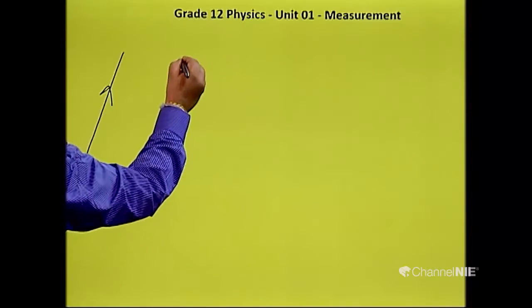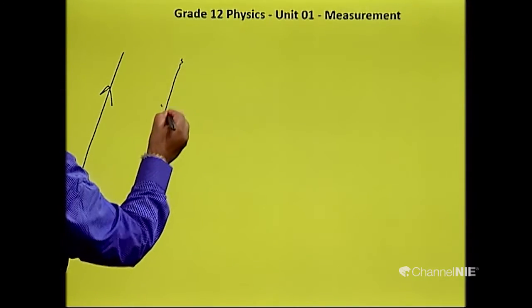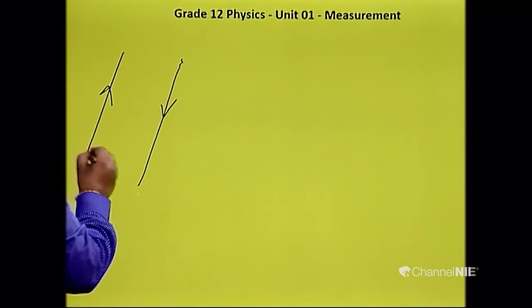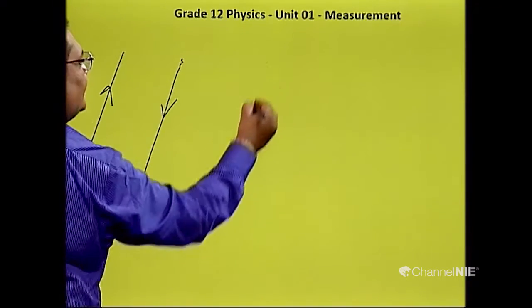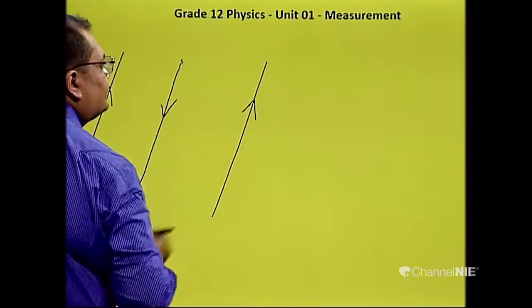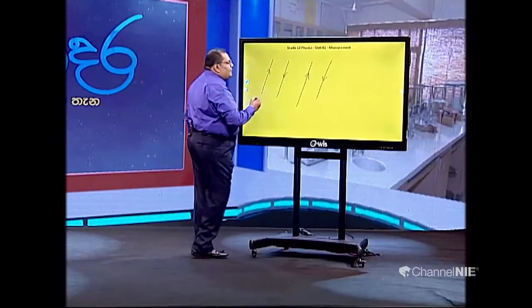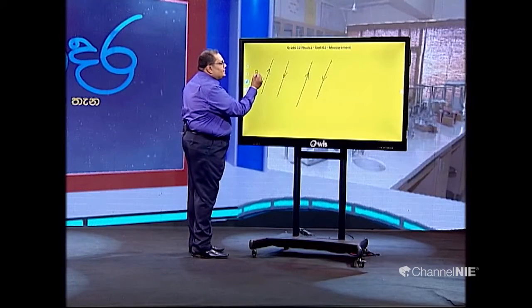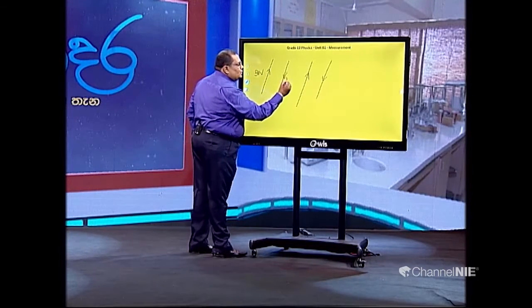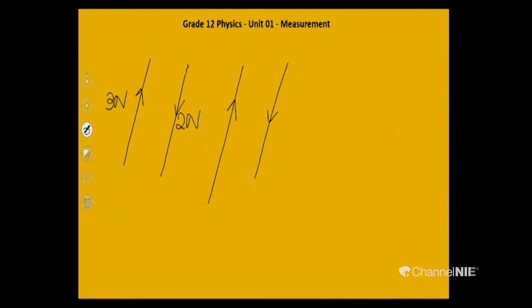One vector this way, another vector this way, another vector this direction, again another vector in the opposite direction. Assume this one 3 newtons, this one 2 newtons, right? Other vectors you can take 5 newtons, assume this one 6 newtons. Then how do you add them together?